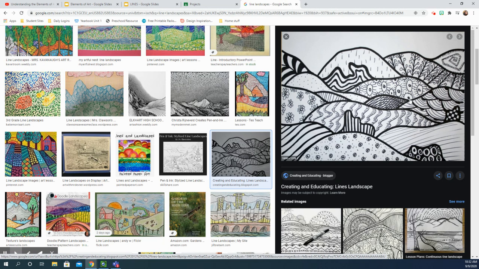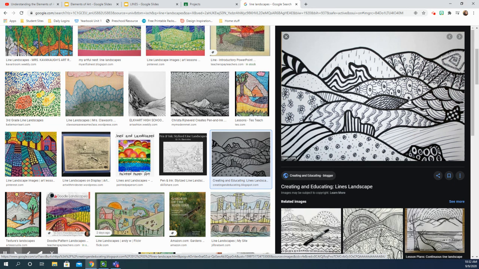Now, even that is flexible. If you come up with another way of doing a line project, let me know so that I'm not expecting the line landscape from you. Somebody else has already sent me another idea that was the same idea, but a little different.